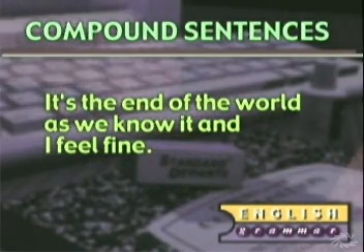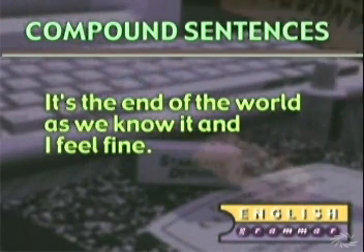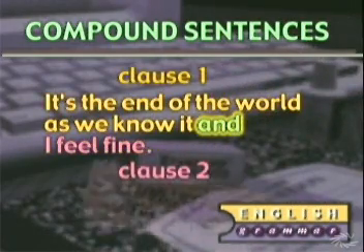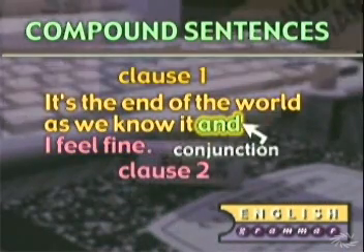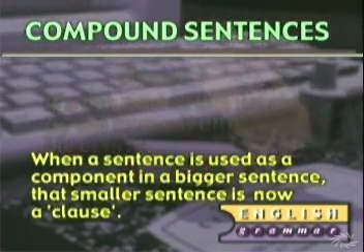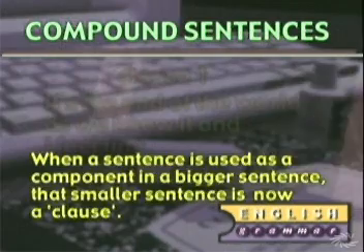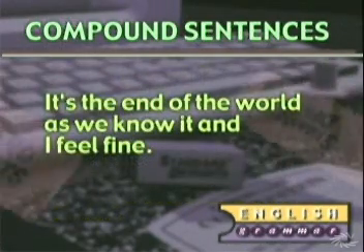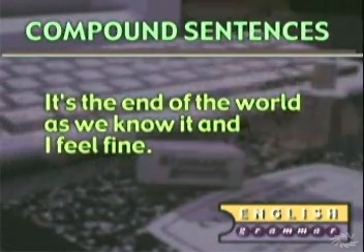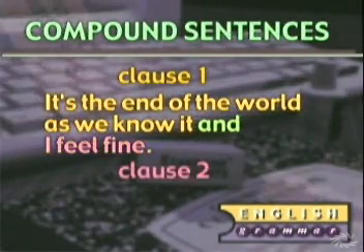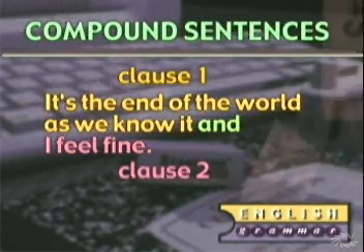Let's look at the following sentence. It's the end of the world as we know it, and I feel fine. This sentence is really just two smaller sentences hooked together by a conjunction, in this case, and. When a sentence is used as a component in another, bigger, fancier sentence, we call it a clause. We see that it consists of two clauses, each of which can stand as its own sentence.